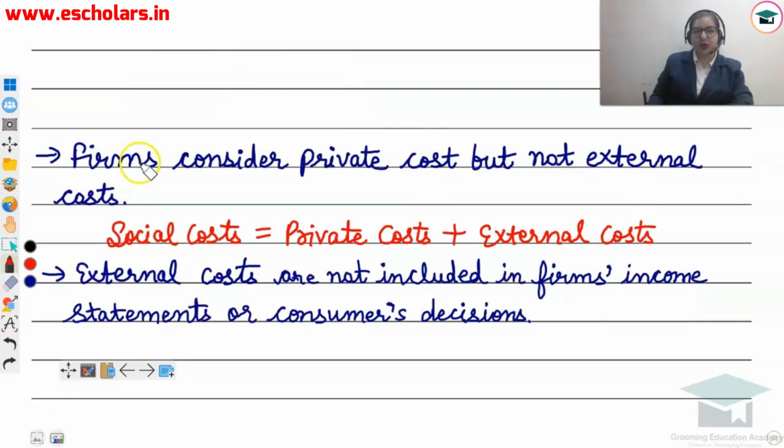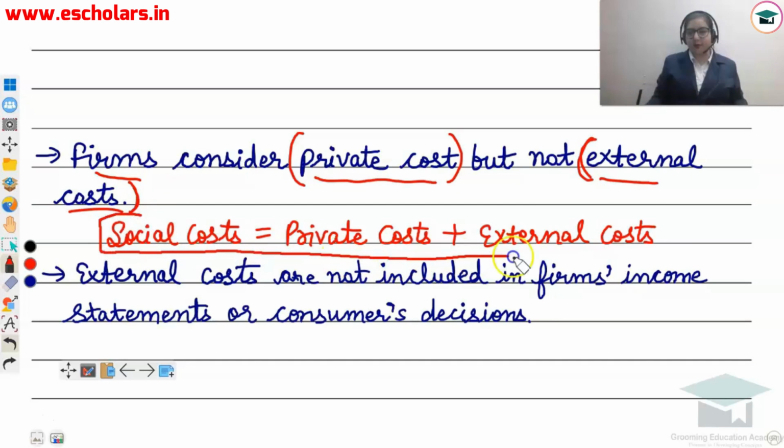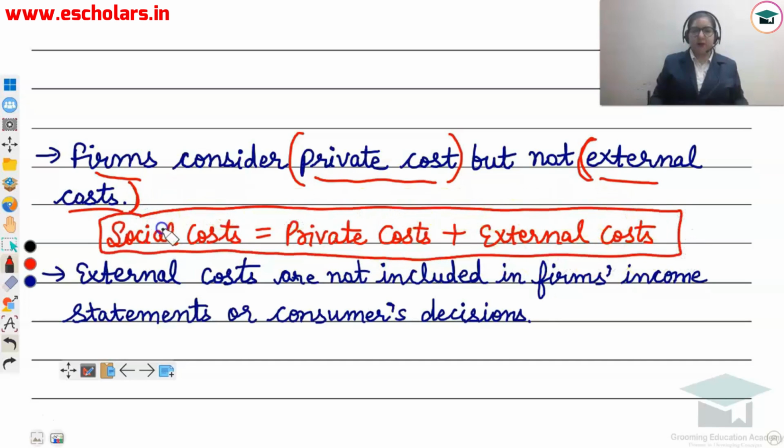Now students, let's talk about how externalities lead to market failure. See students, we are already aware about the private cost and external cost. External costs are basically created by the externalities, right? So firms just consider the private cost, not the external cost, while setting the market price of the product. So basically we know that social cost is the sum of private cost and external cost. But firms only consider the private cost in their income statements in order to calculate the profit, right?